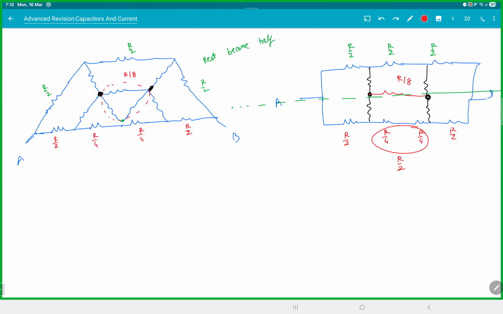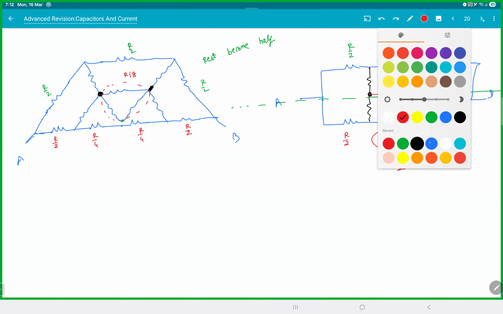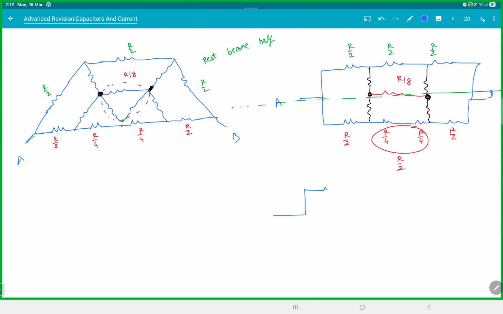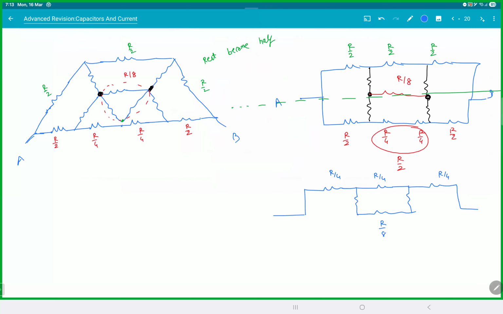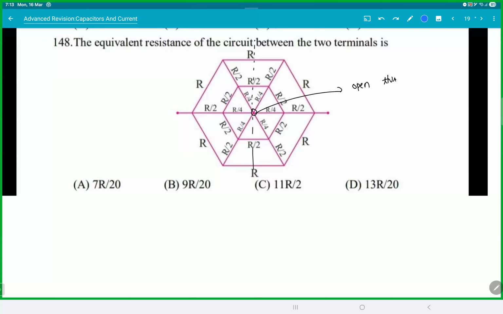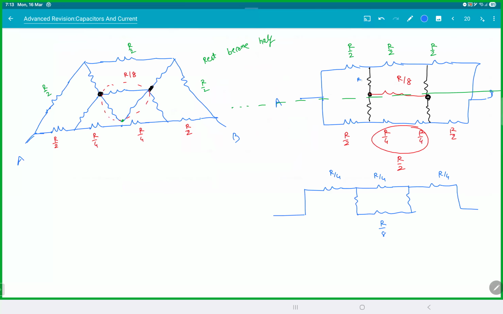Now again, it's a symmetry. Again, you can fold it. If you fold this again, this guy will still remain R by 8, but the rest of them will become half again. So R by 4, R by 4, R by 4. How much was that black thing? That was R by 2, R by 4, this was R by 4 and R by 4. So that would be again R by 8 and R by 8.